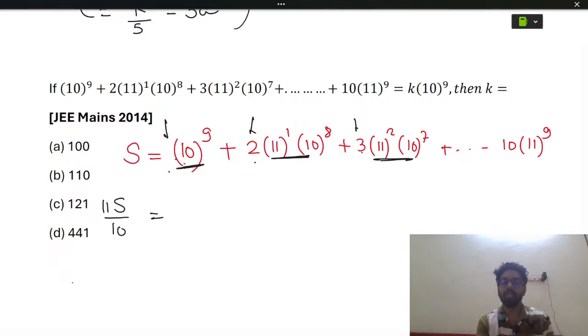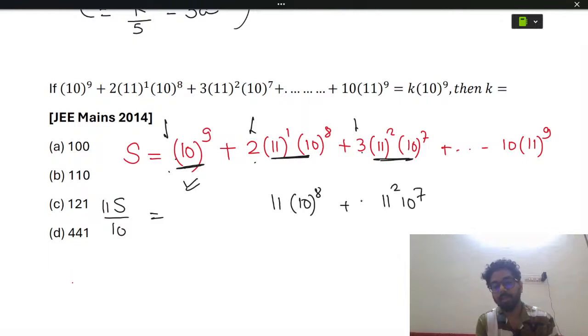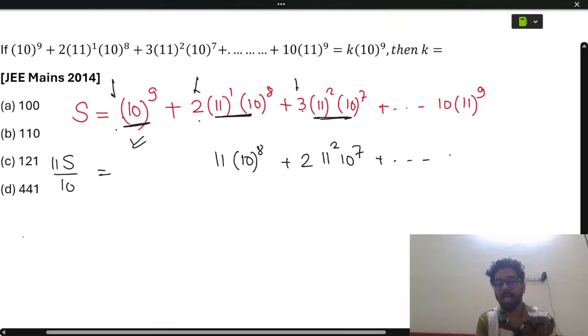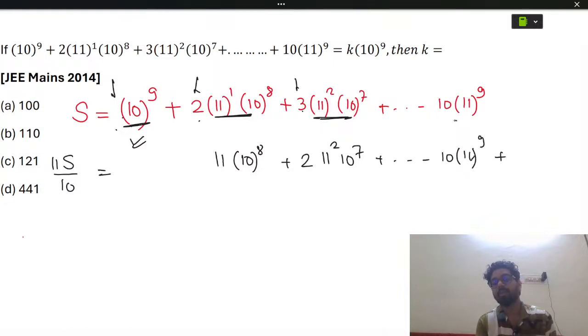So let's do it. 11 by 10 over here with this term makes 11 into 10 power 8. But when you do so, make sure that you are shifting every term to the right side. This 11 by 10, so this becomes 11 square into 10 power 7 into 2, and so on. Similarly you will have over here 10 into 11 power 9, and when you multiply 11 by 10 over here, it becomes 11 power 10.